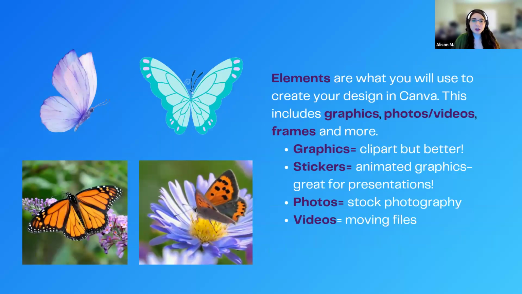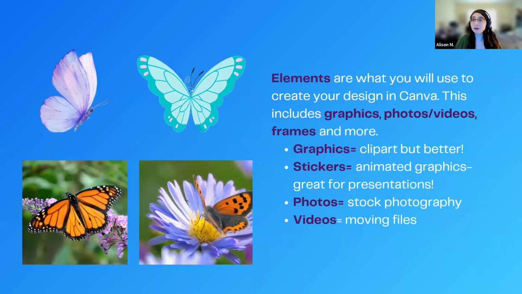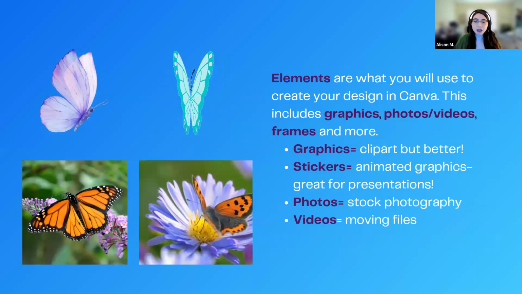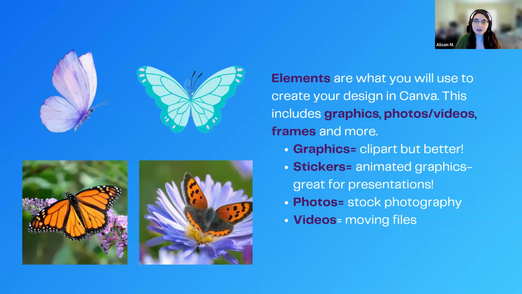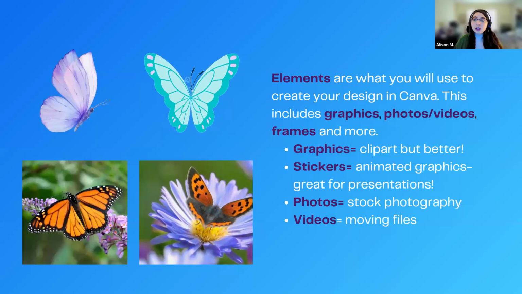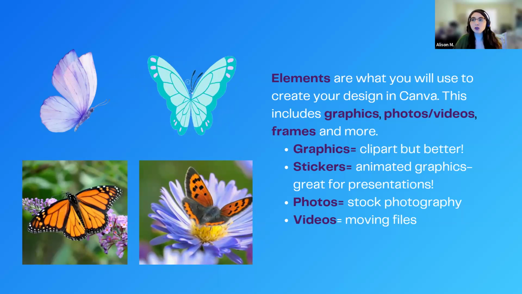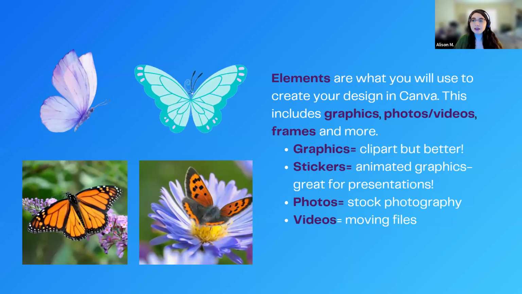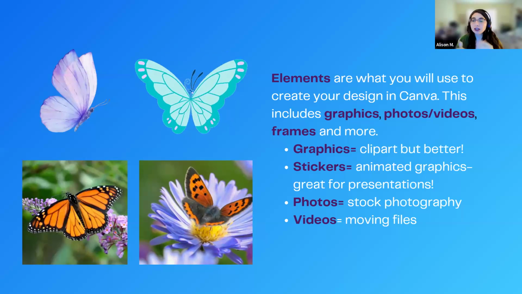So before we start talking about the presentation specifically, I do want to talk about some Canva specific vocabulary terms, because these are going to be coming up while we are taking a look through the different templates. Canva calls all of the assets that you can use to create presentations, documents, social media posts, whatever, elements. So elements includes graphics, photos, videos, frames, and more. That's just the umbrella term for all the things that you can use in Canva.